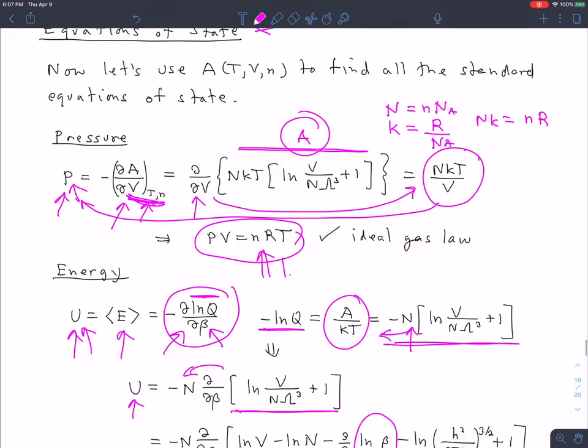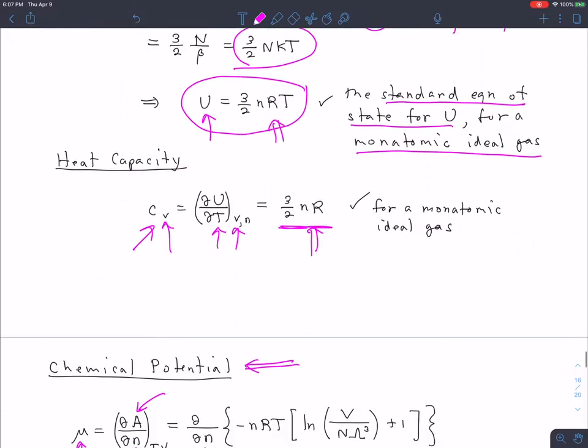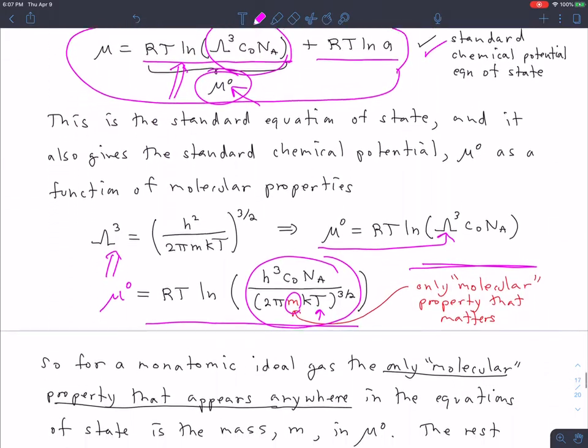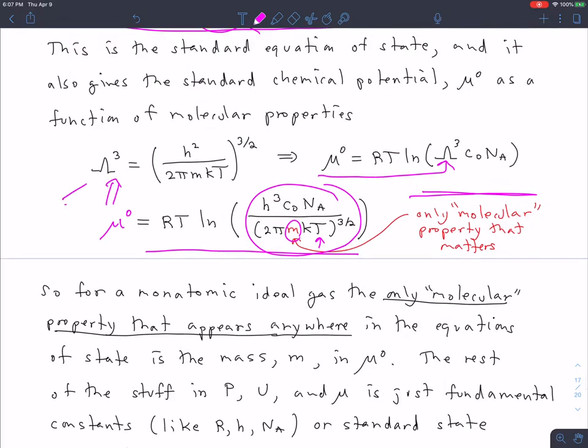There's certainly no molecular properties in the ideal gas law. And the only place where the identity of these molecules even shows up is here in the standard chemical potential. And the only thing that even shows up there is the mass. It's the only thing that shows up in any of these ideal gas thermodynamic properties.